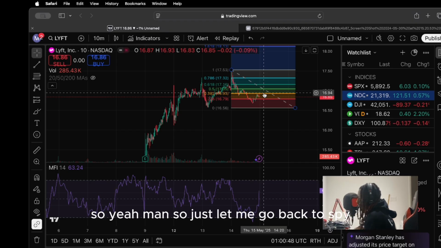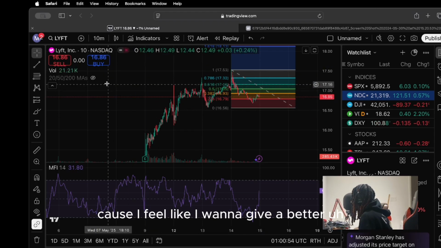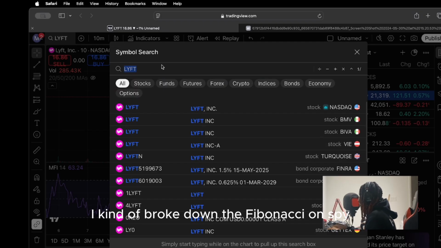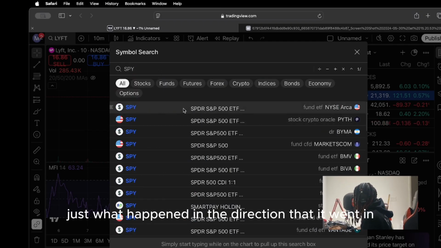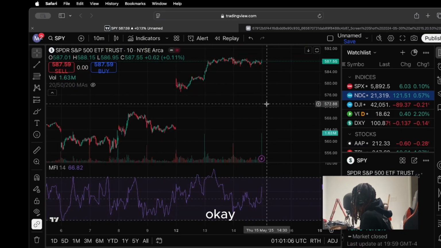So yeah, man. Let me go back to SPY because I feel like I want to give a better breakdown. I broke down the Fibonacci on SPY, but I didn't talk about just what happened in the direction that it went in today on SPY. So, okay.